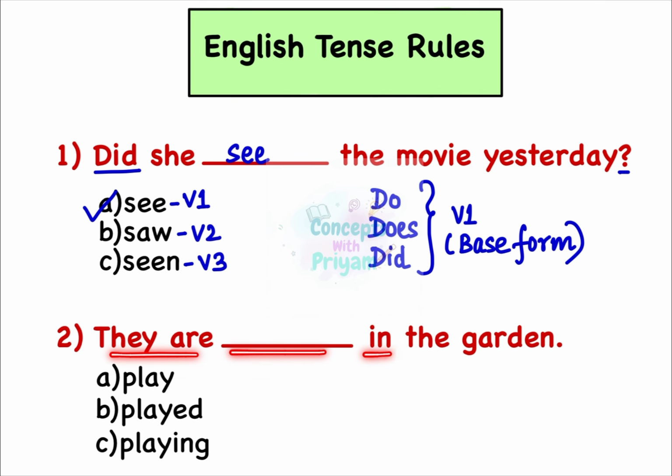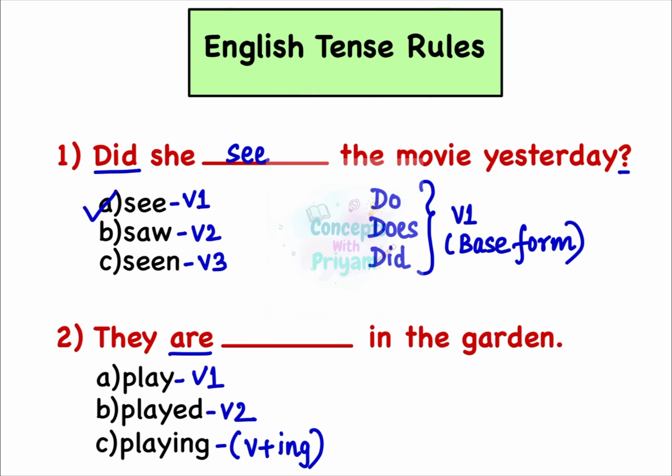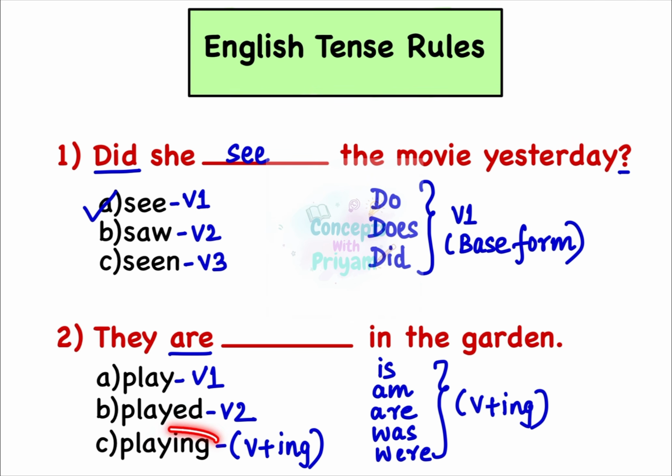Number 2. They are blank in the garden. Play, played, playing. Play is verb 1. Played is verb 2. Playing is ing form of the verb 1, that is verb plus ing. The keyword here is are, and the rule says is, am, are, was, were takes the ing form of the verb. So the correct answer is playing. They are playing in the garden.